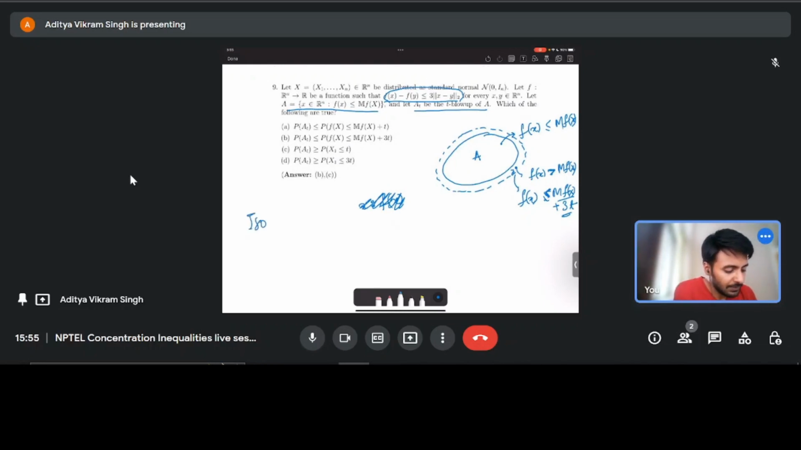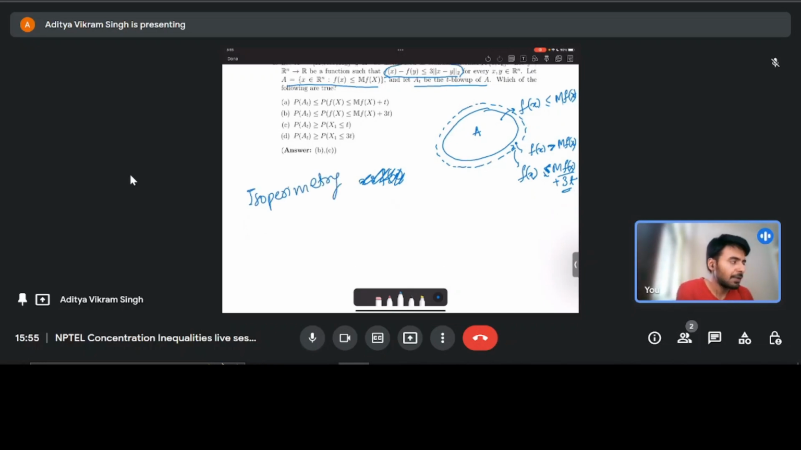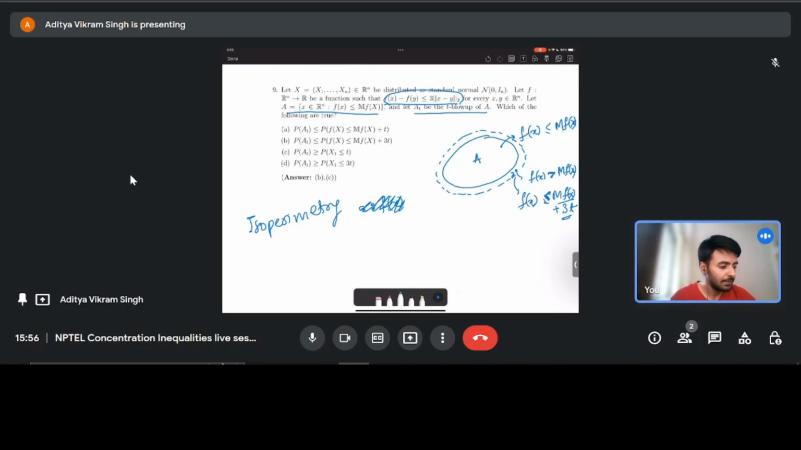What is isoperimetry? I mean the exact isoperimetry thing where we have that for a given volume the sphere has the smallest surface area, in the Euclidean geometry. But here we are in the Gaussian geometry, and again we saw in the lectures that for the Gaussian, the half space takes the role of the sphere.